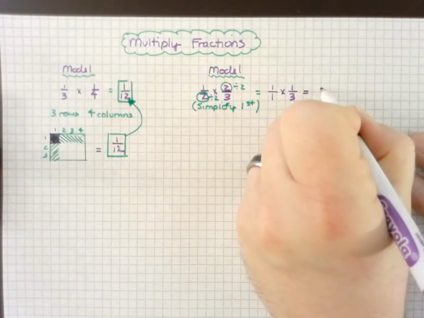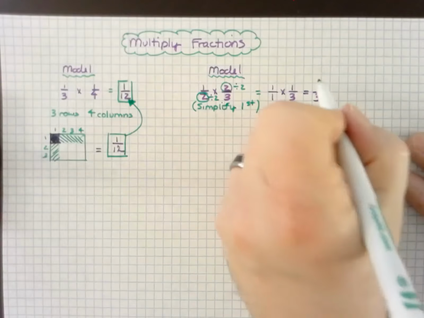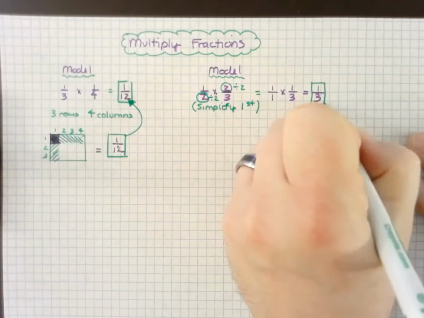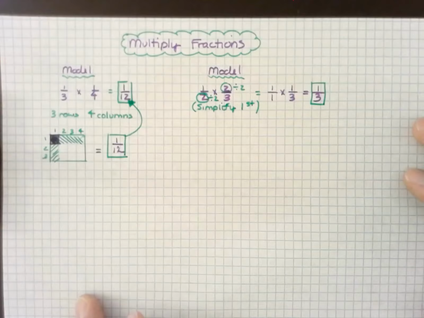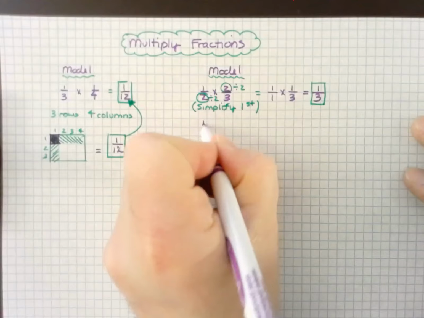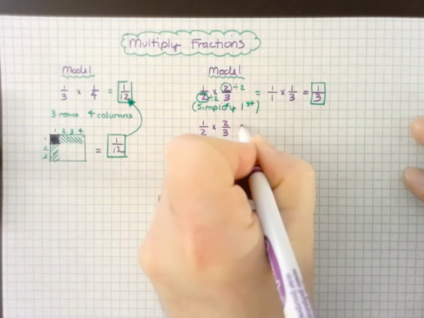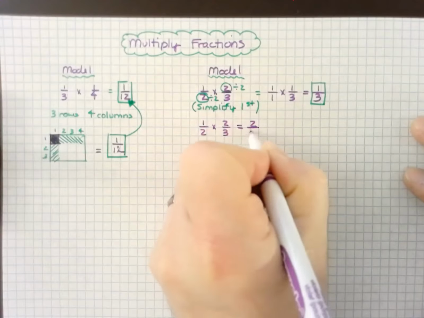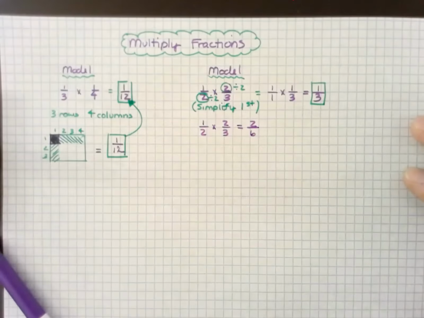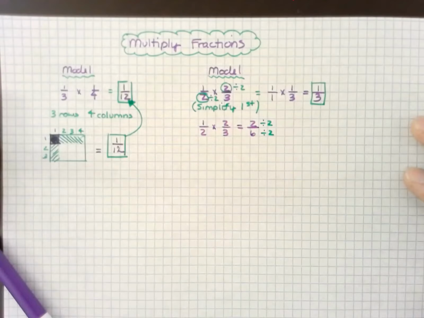1 times 1 is 1. 1 times 3 is 3. And that would be my final answer for this one. Notice that if I had just multiplied this across, it would give me 2/6, and then I would divide by 2 in the numerator and the denominator. So you could simplify first, or you could simplify last.